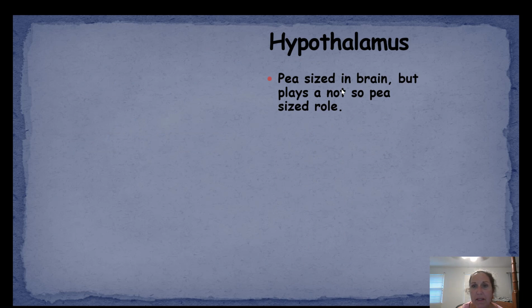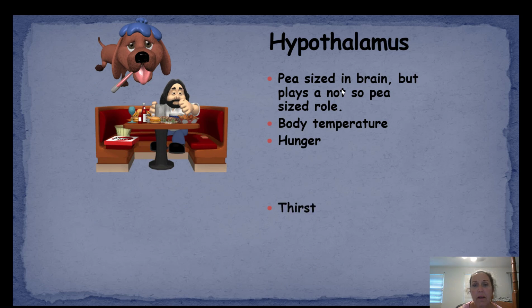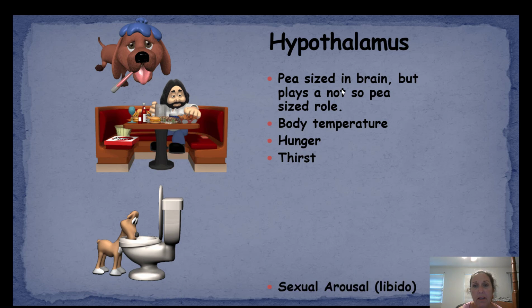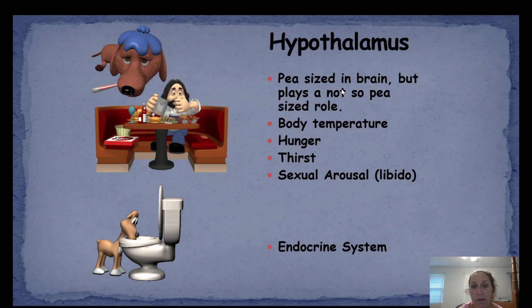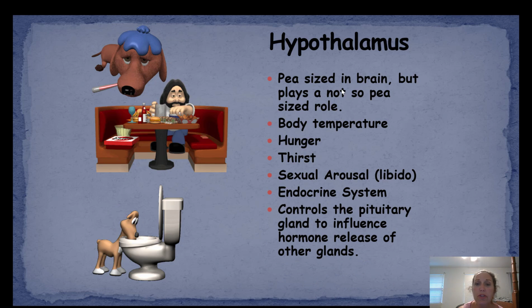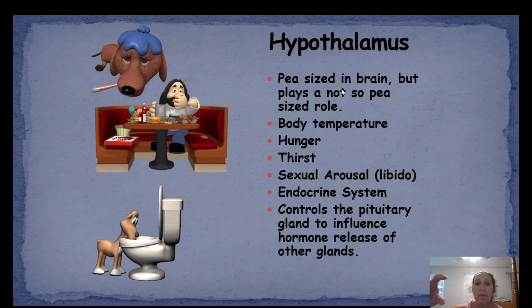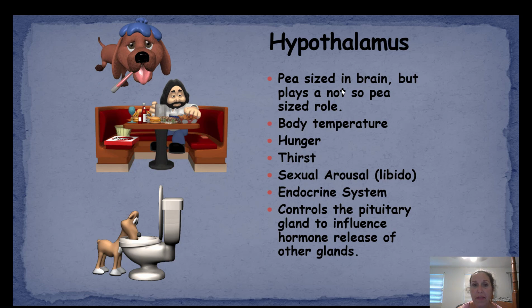The hypothalamus is pea-sized in the brain, but has a huge role. It regulates body temperature, hunger, thirst, libido, and your endocrine system, which we'll talk about in a little bit. It controls the pituitary gland. So the pituitary gland is your master gland in the endocrine system, and the hypothalamus actually controls that gland.